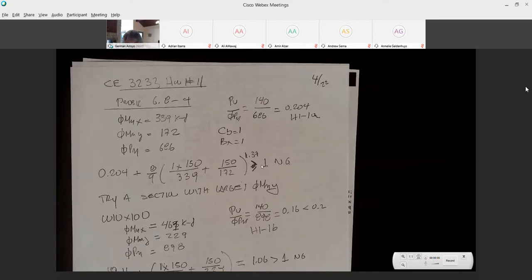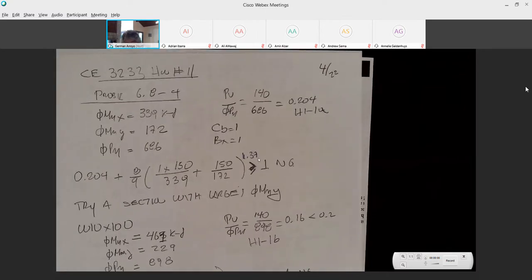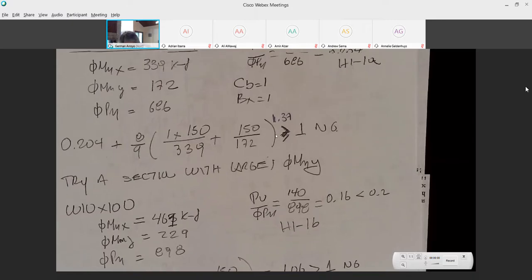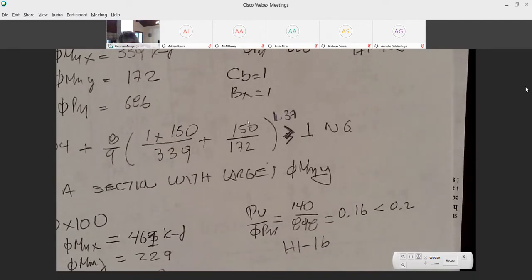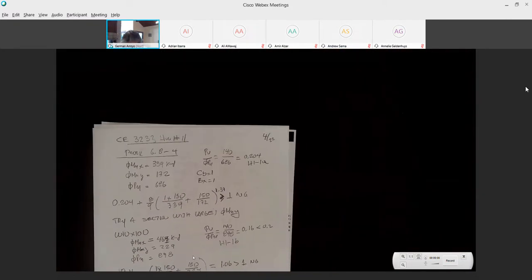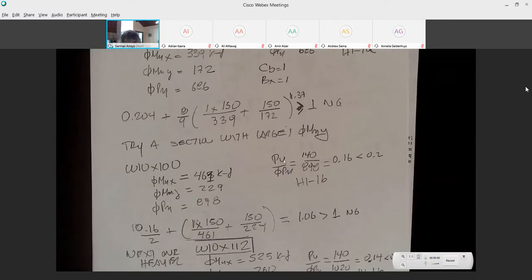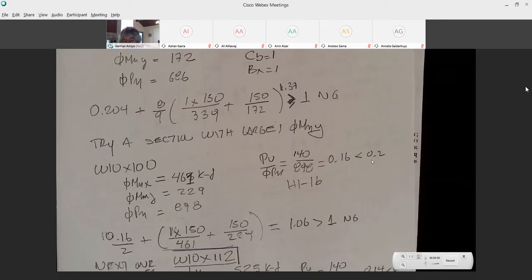So the section had to be heavier. This still is a small section. Also, look at this value here. I'm going to look for a section with a larger phi Mny. The next one that I tried was a W10 by 100. But now we had a change: Pu over phi Pn, 0.16, is smaller than 0.2.